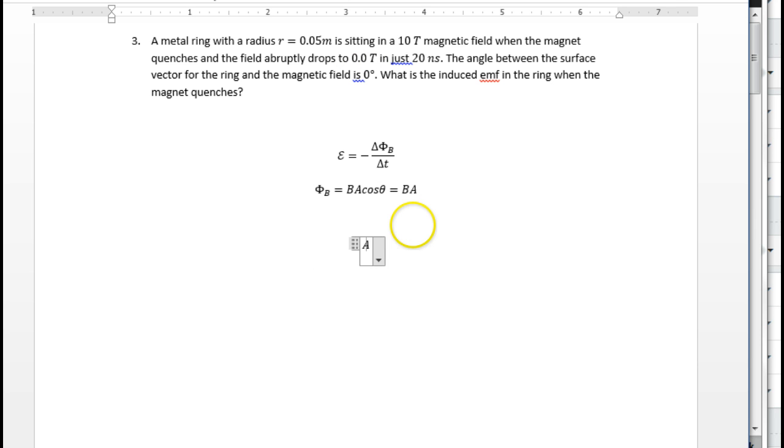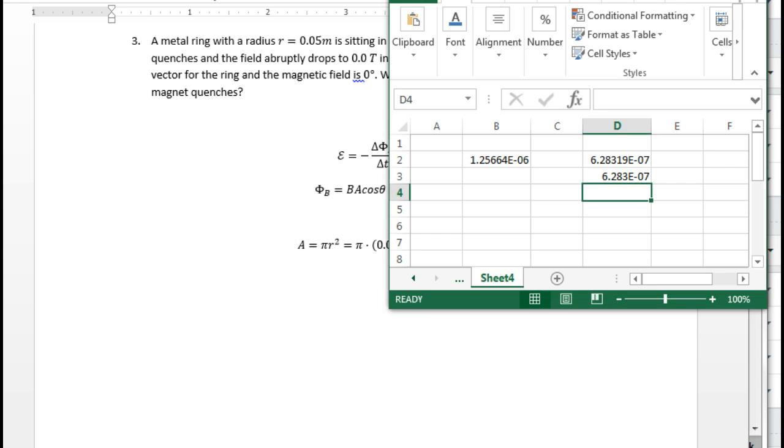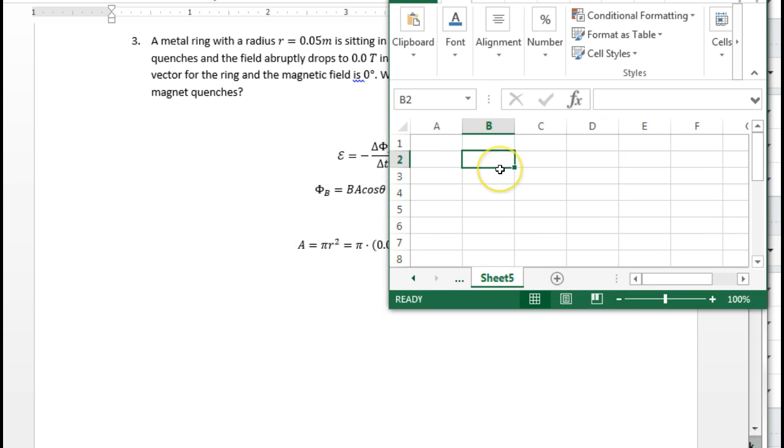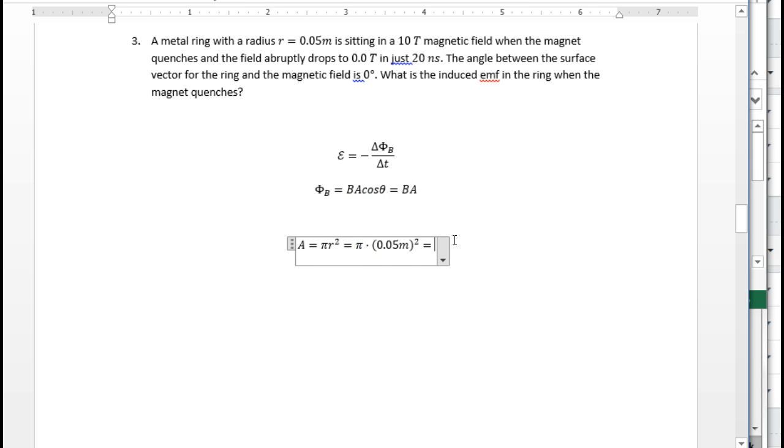And A is pi r squared for the ring, so this is pi times 0.05 meters squared. Let's find A real quick. Pi times 0.05 meters squared is 7.854 times 10 to the minus third square meters.